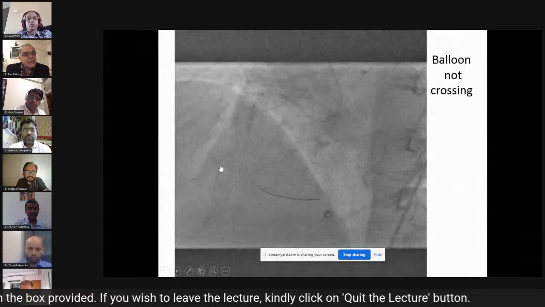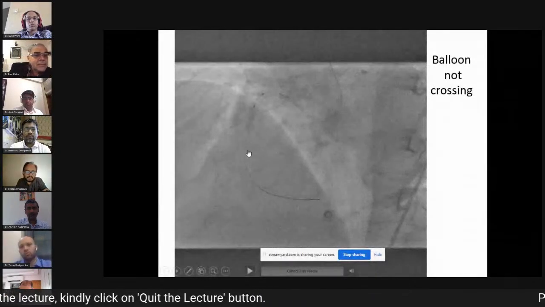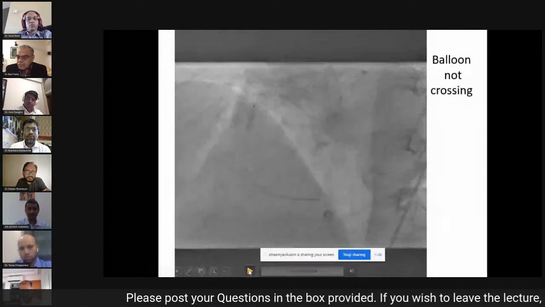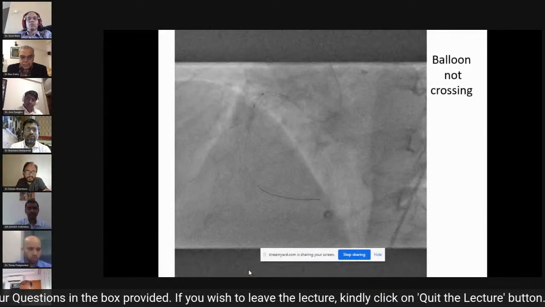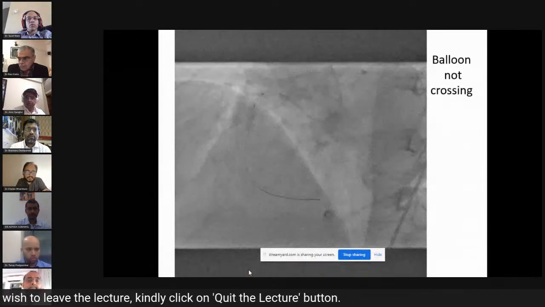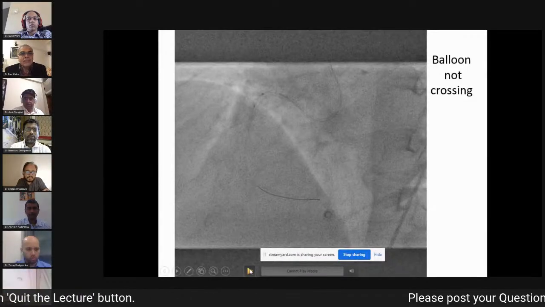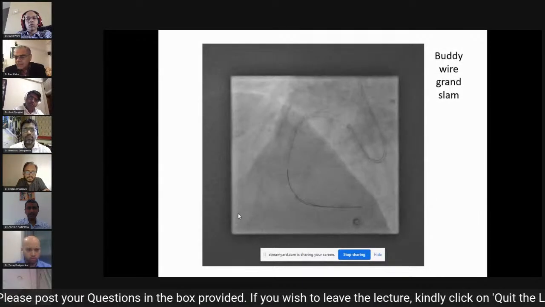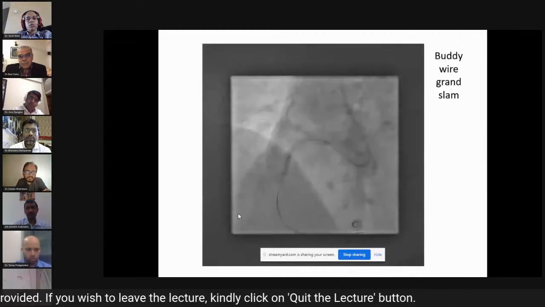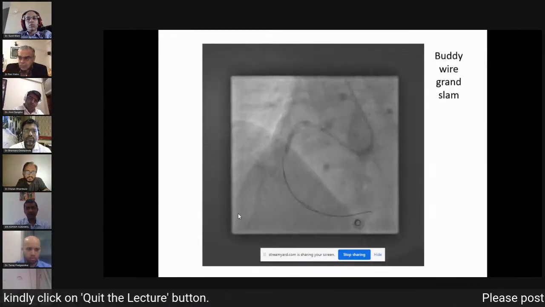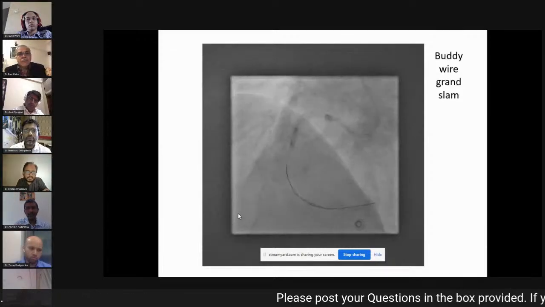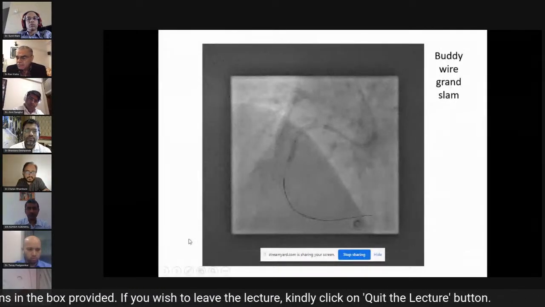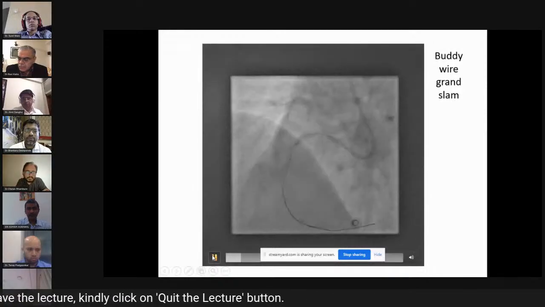And then we took a larger balloon, a 3.0 balloon. This balloon was also facing problems to cross the lesion. So as you see here, the second step was we took a buddy wire with a Grand Slam. Even with that, there was difficulty in crossing the balloon. As we can see, the guide was backing up. The new balloon used to go across the lesion, but once dilated and we were a little back, it was very difficult to recross the lesion with the balloon. So here, after this 3.0 balloon dilatation, we dilated the lesion.